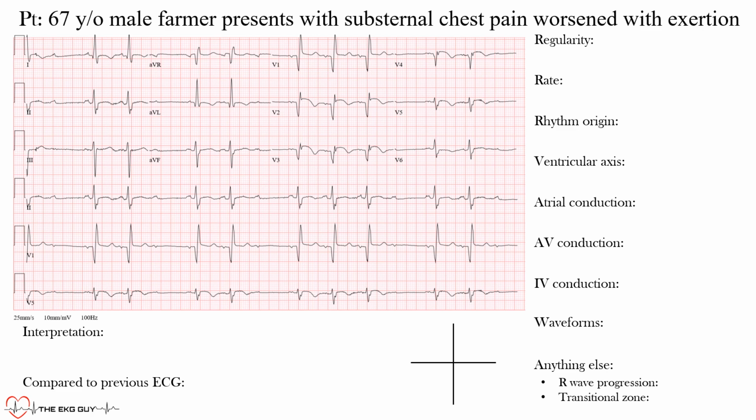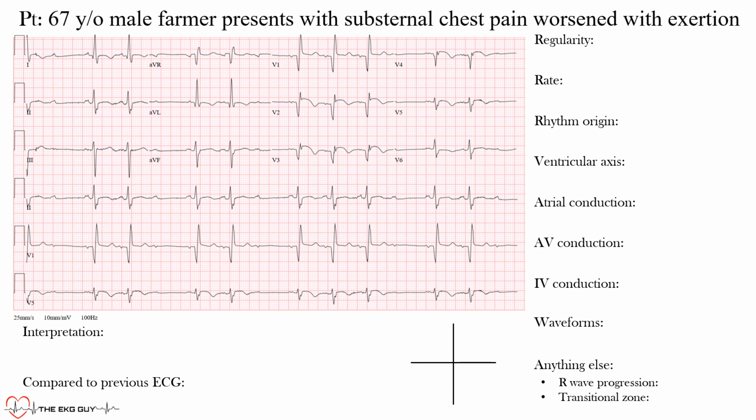Try to figure out the regularity, rate, rhythm origin, where's the rhythm actually originating from, ventricular axis, atrial conduction, atrial ventricular AV conduction, IV or intraventricular conduction, waveform. So try to fill out those on the right. Okay, you can pause the video when you're ready, restart the video, and we'll go through this together. All right.